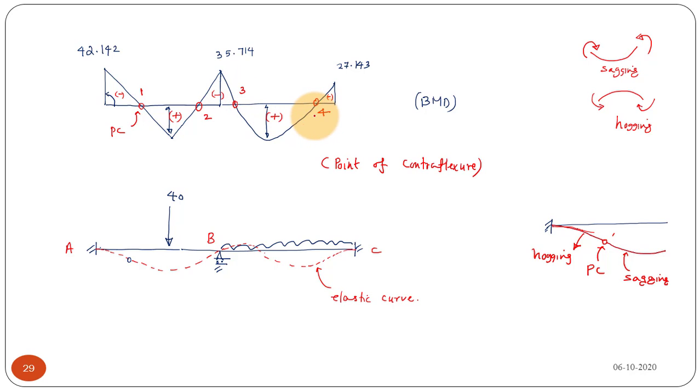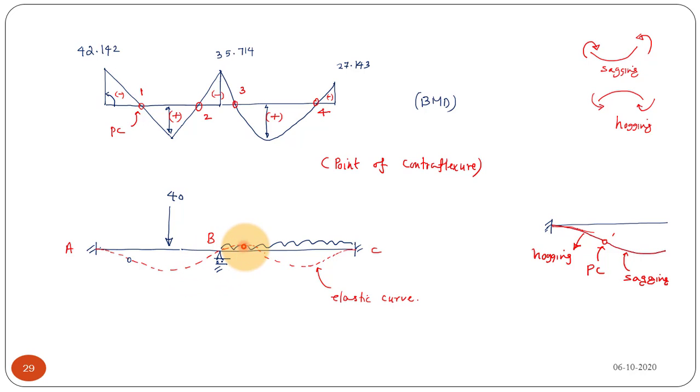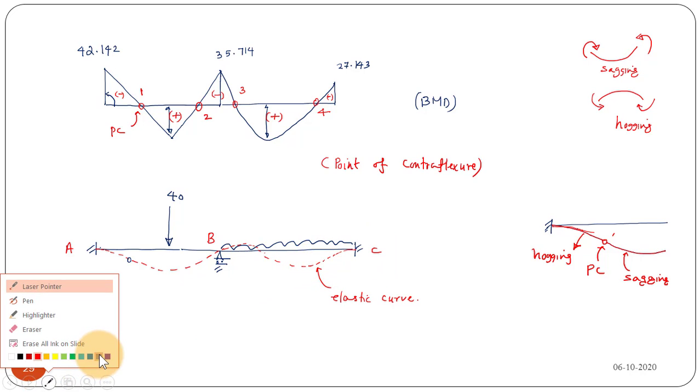Okay, in this continuous beam we have 4 points of contraflexion. Here the elastic curve is changing from sagging to hogging, at this point it is changing from hogging to sagging, and at this point the elastic curve is changing from sagging to hogging. Okay, so those are the 4 points of contraflexion.